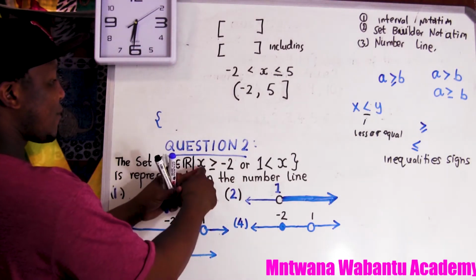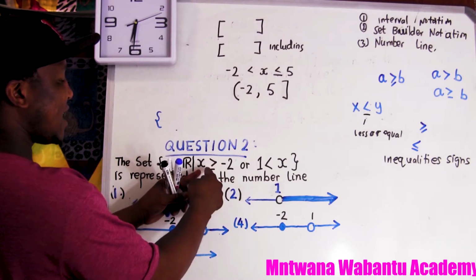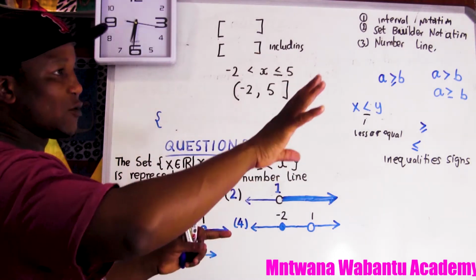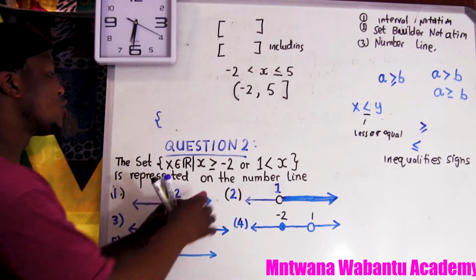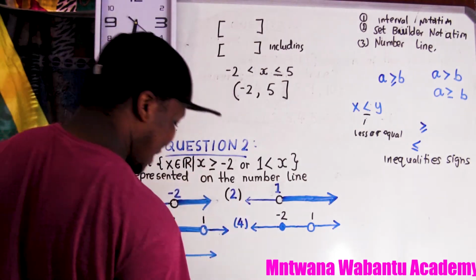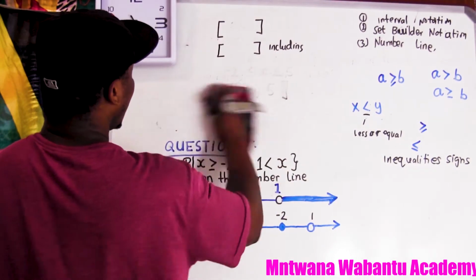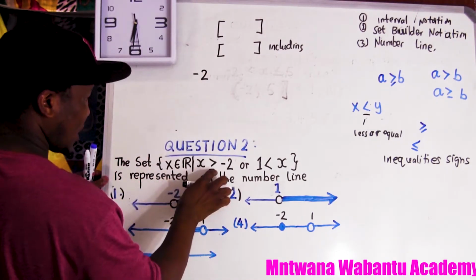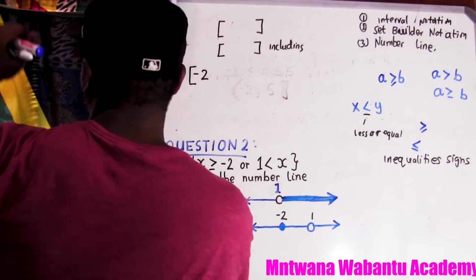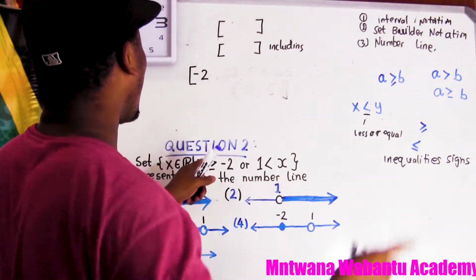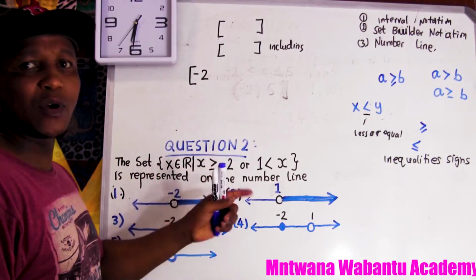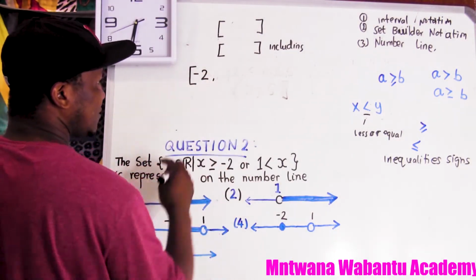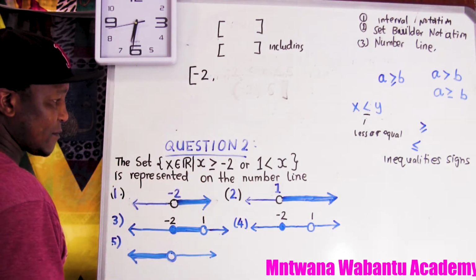Now it starts from -2 including, because it says X is greater or equal to -2. So it starts from -2, but we don't know where it's going to stop. So I'm going to say it starts from -2 including, and then it goes all the way because it's greater than -2. But do we know where it's going to stop? We don't know. They just say it's greater than -2. So it's going to go all the way. We don't know where it's going to stop.